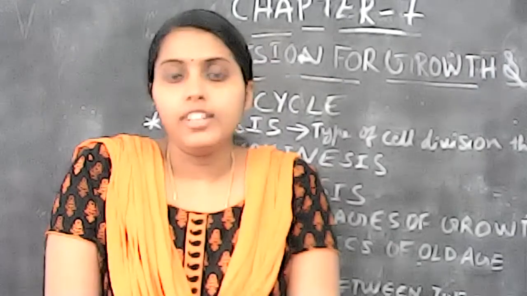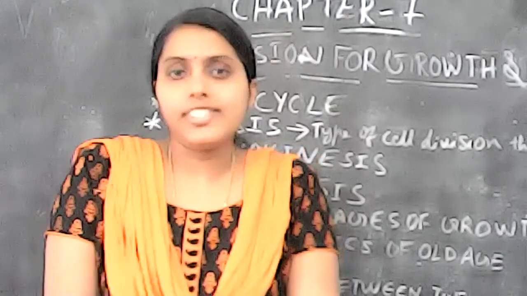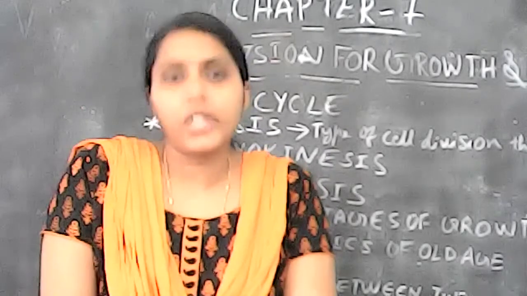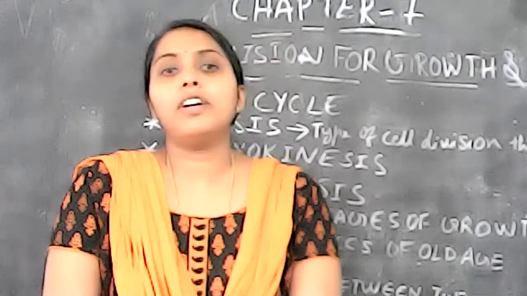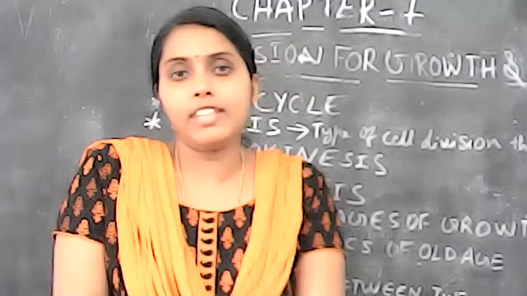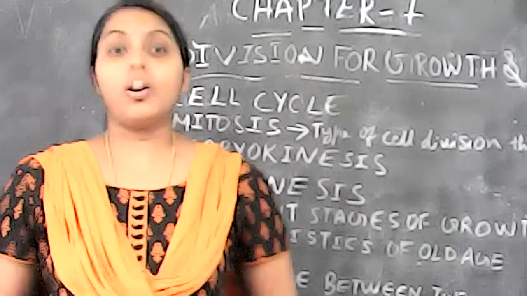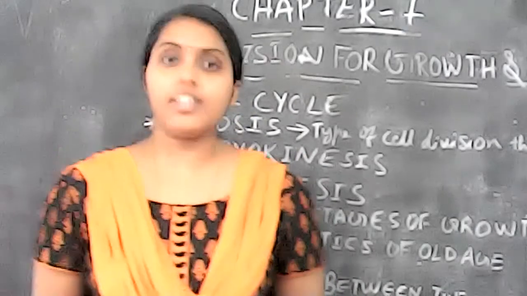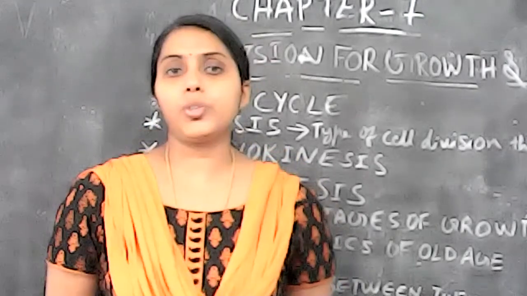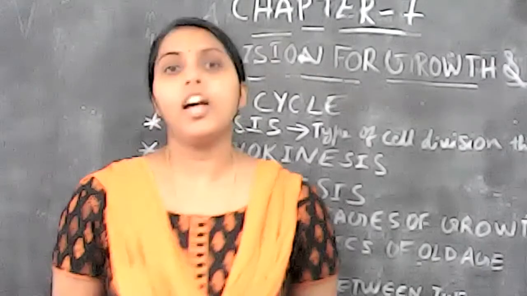Good afternoon. Today we are going to take a new chapter, our last chapter, chapter 7, Cell Division for Growth and Reproduction. In this chapter, we are going to study how cell division takes place, how cells divide for growth, and how cells divide for reproduction. For that, we should know how cell division takes place in different steps.